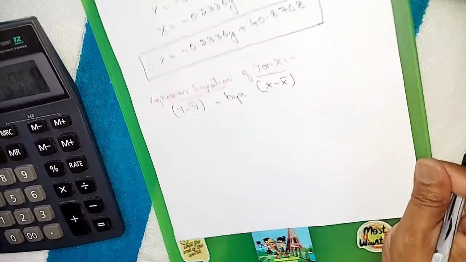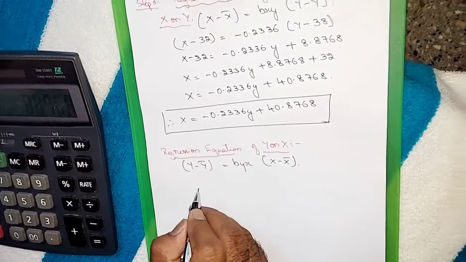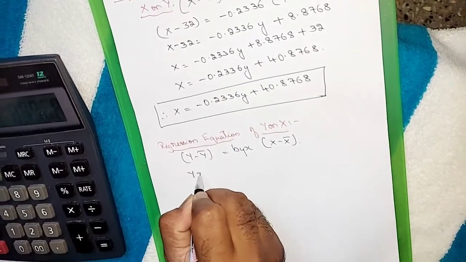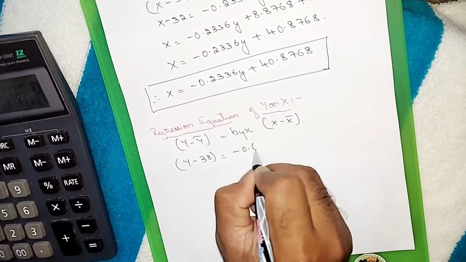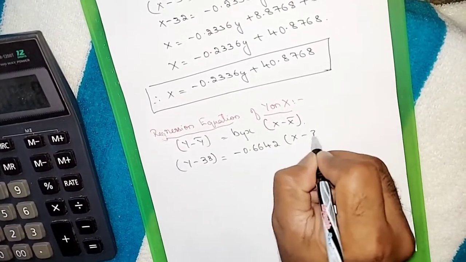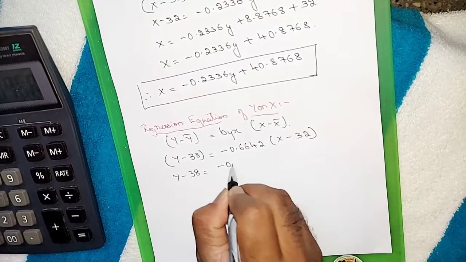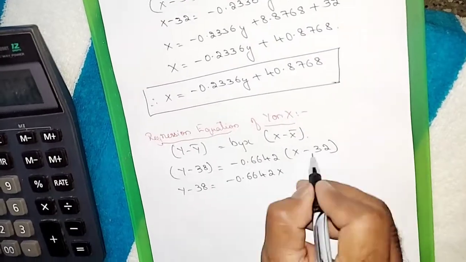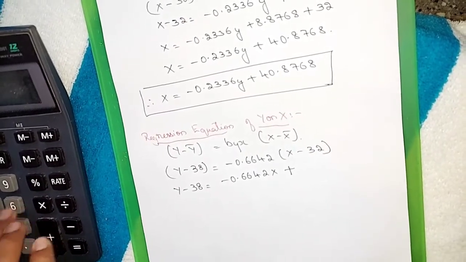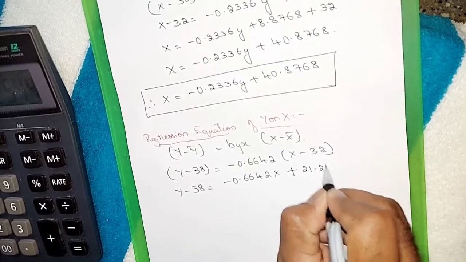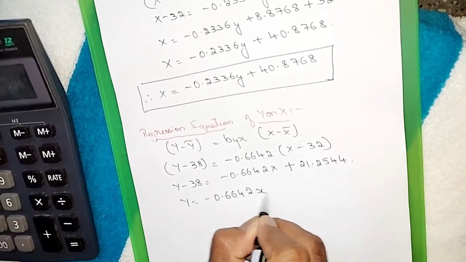Similarly, let us find out the regression equation of y on x. The regression equation of y on x will be y minus y bar, y minus 38, is equal to byx, which is minus 0.6642, into x minus x bar, that is x minus 32. Y minus 38 is equal to minus 0.6642 x, minus into minus plus, 32 into 0.6642, which is 21.2544. Y is equal to minus 0.6642 x plus 21.2544.